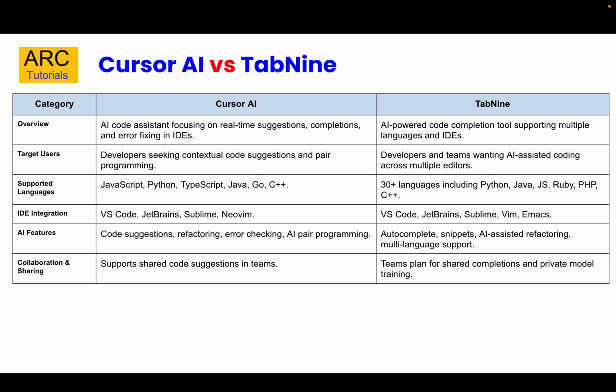Cursor AI can write entire code when you give it a proper prompt. You can use it to generate entire code, code suggestions, refactoring, error checking, and AI pair programming. Tabnine, on the other side, helps you with auto-completion, code snippets, AI-assisted refactoring, and multi-language support. Cursor AI supports shared code suggestions in teams, whereas Tabnine has a Teams plan for sharing an entire repository and private model training.